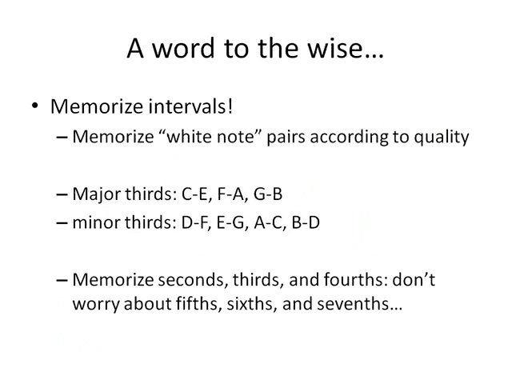A word to the wise: memorize your intervals. They're the building blocks of everything we're going to do from here forward. Here's the easy way to do it. Memorize white note pairs. You only have to memorize seconds, thirds, and fourths. We'll learn in the next lesson how to derive fifths, sixths, and sevenths from them. I've put a sheet on Canvas, Dr. Berry's interval cheat sheet, to help you with this task.